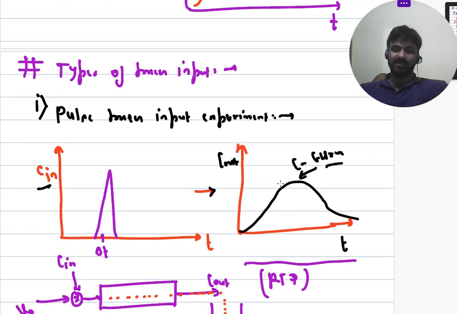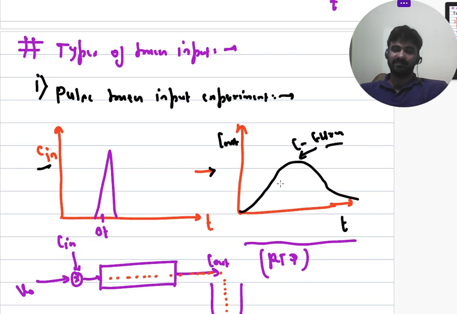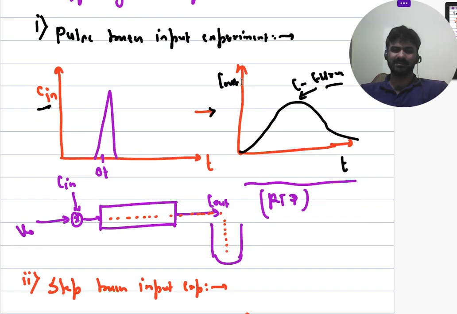Now, how many types of tracer input experiments are there? Importantly, there are two kinds: the pulse tracer input experiment and the step tracer input experiment. When I'm talking about the pulse tracer input experiment, the tracer is injected in the form of a pulse, and at the exit the concentration of the tracer is observed, and you can see this kind of distribution.